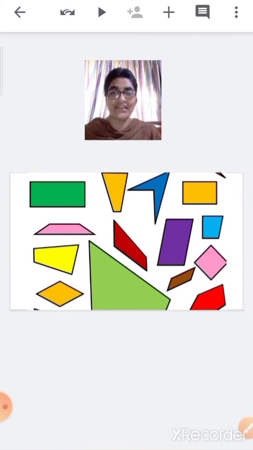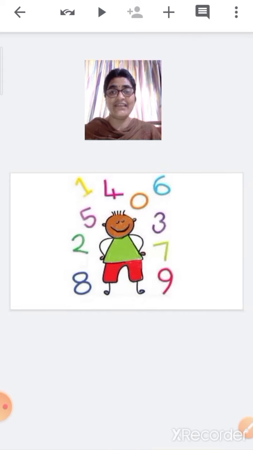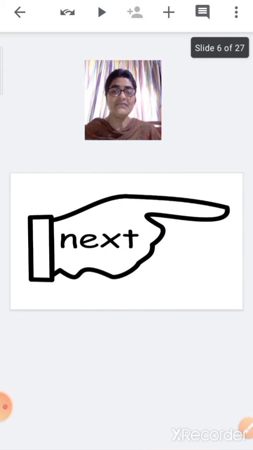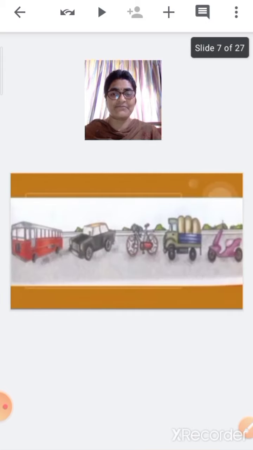Good morning, children. Today, I'm going to teach you a pre-number concept, that is, what comes after. Children, pre-number concept helps to know about the different variations of shapes, sizes, positions, etc. Pre-number concept makes math easy, fun, and interesting, and makes you ready for the numbers. Now, children, let us know about what comes after. Children, after means next. After means what comes next. Let us see some examples.